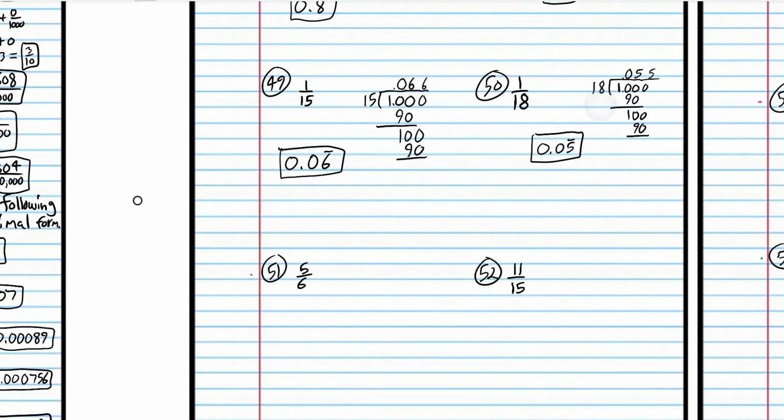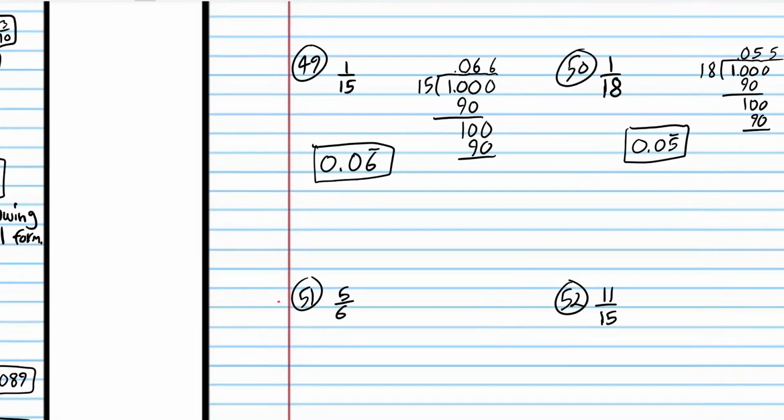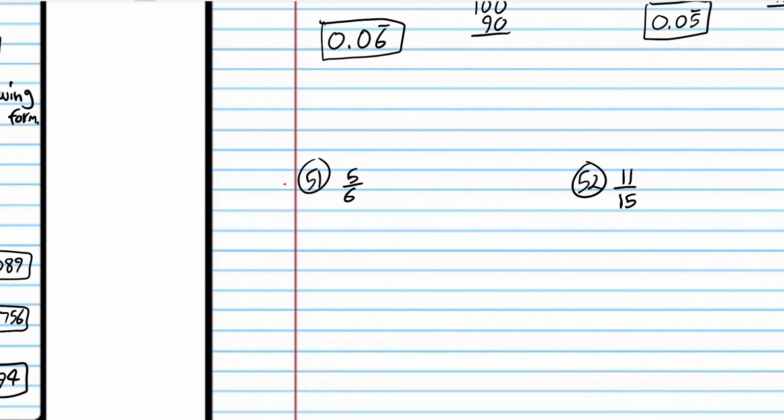So now on number 51, it's going to be the same situation, but now you're going to have a slight difference. So let's go ahead and do this one. 5 divided by 6, add a decimal. 6 goes into 50 8 times. 6 times 8 is 48. 50 minus 48 is 2. We have a remainder, so we have to bring down a 0.